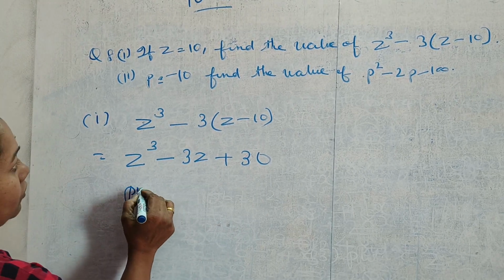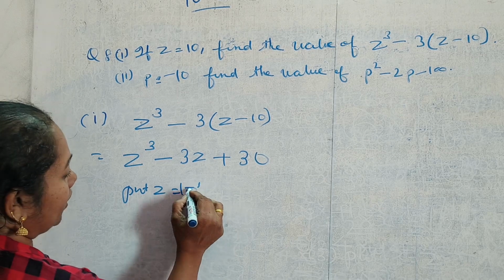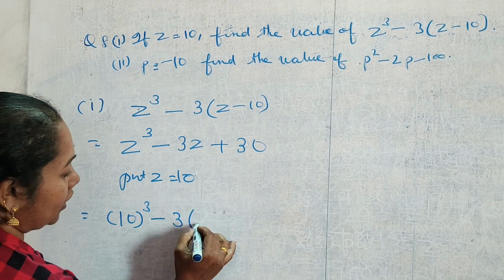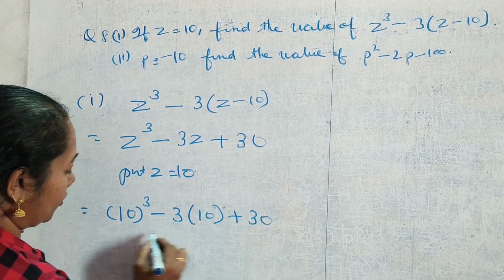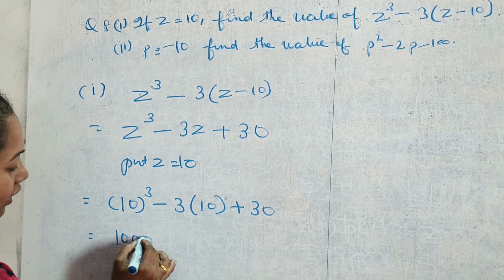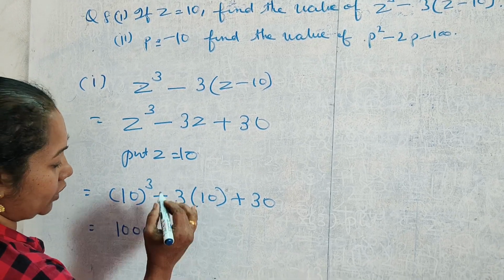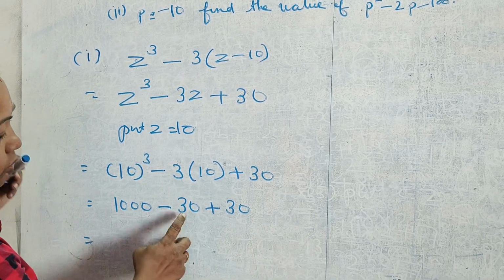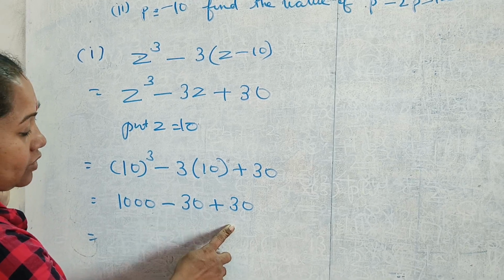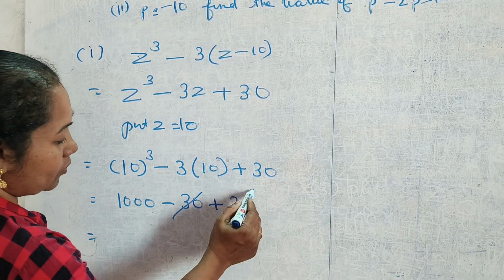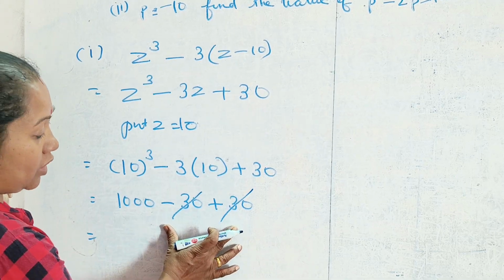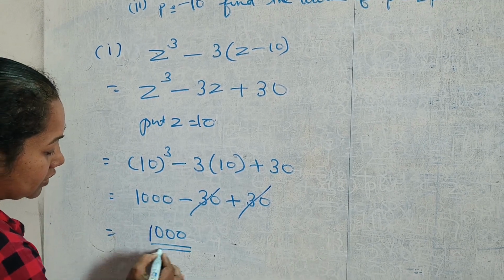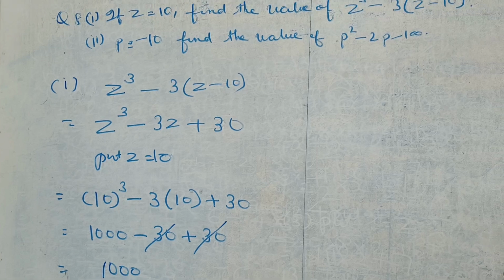Now let us put the value of z is equal to 10 in this expression. So 10 cube minus 3 into 10 plus 30. 10 cube means 10 into 10 into 10, that is 1000. Minus 3 into 10, that is 30, plus 30. Here we can see both the numbers are same but with opposite signs, so we can cancel this out directly. 30 minus 30 is 0. So the answer is 1000.